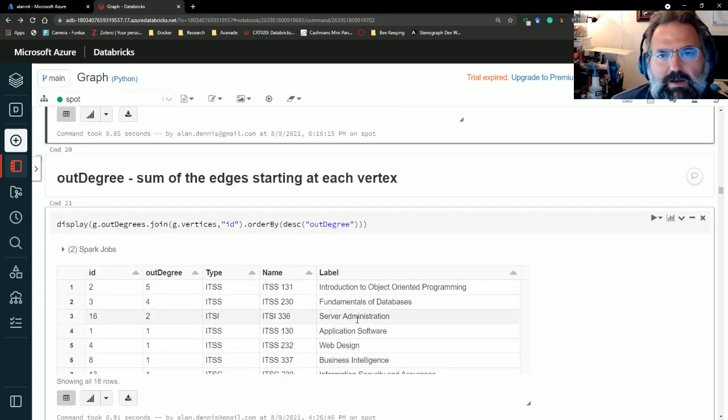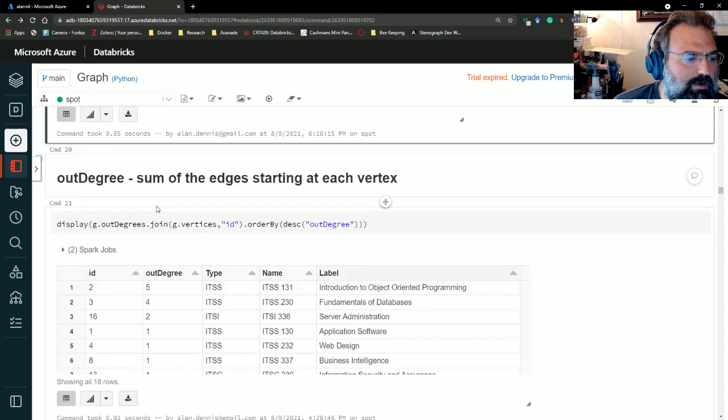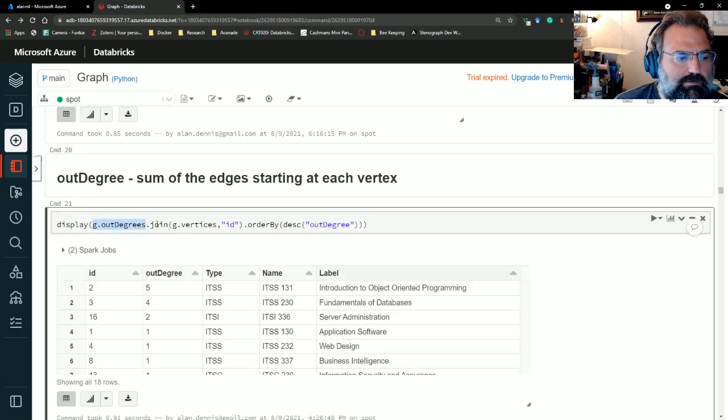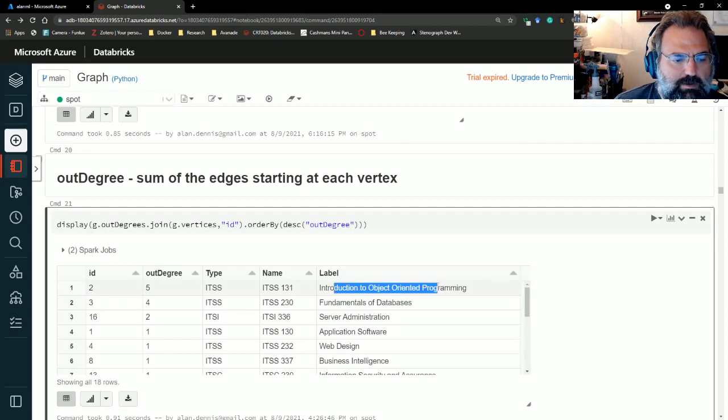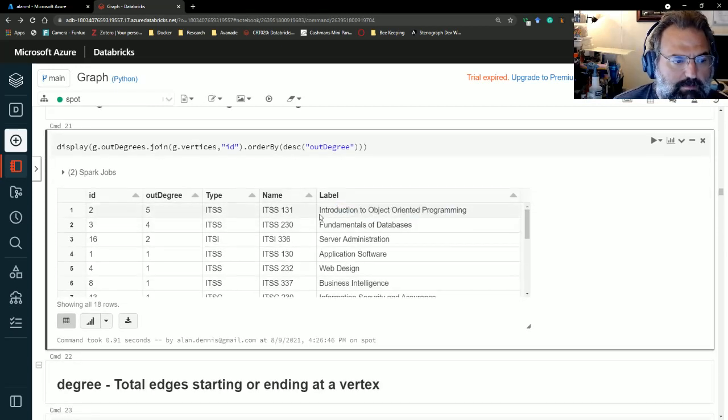Out degree, the opposite way. Who points at the most stuff? In this case, Introduction to Object-Oriented Programming is foundational for a lot of different courses. Not too surprising, right? You need to know how to do OO programming before you do a lot of other stuff. And this is a similar query. We're basically saying, on the graph, give me the out degrees, take that result, join it with the vertices based upon ID, so that we can actually see the pretty name here versus just the number. And I'll name and label as well, and type. So all this stuff is coming in that join.